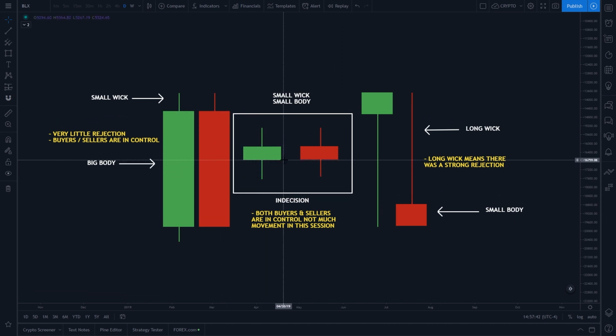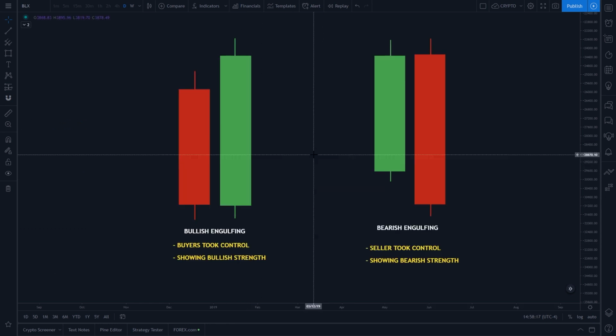Now let's take a look at these ones in the middle with a small wick and a small body, right? For this candle right here, that means that the price opened down here and the bulls pushed it up, the bears pushed it down, and the price pretty much closed in the exact same spot. This just represents indecision in the market. It means that both buyers and sellers are in control, and there wasn't really too much movement that session because the buyers and sellers were pretty well matched. These are really important because a lot of these are going to signal opportunities to be buying or opportunities to be selling.